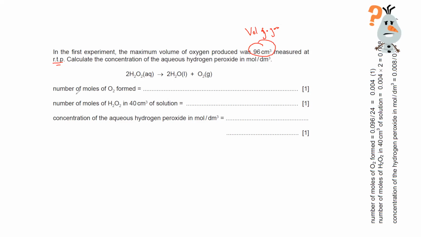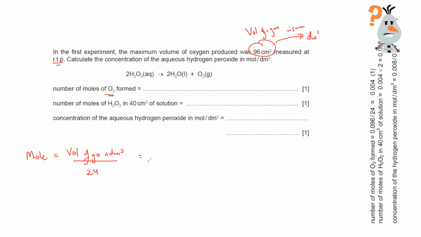The first part, the number of moles of oxygen formed. So how to get the moles? If we have the volume of the gas, the formula is moles equal volume of the gas in decimeter cube divided by 24. That is a formula which relates the volume with the moles. The volume of the gas in decimeter cube, this is given in cm cube, so again we have to convert into decimeter cube, divide by 1000.